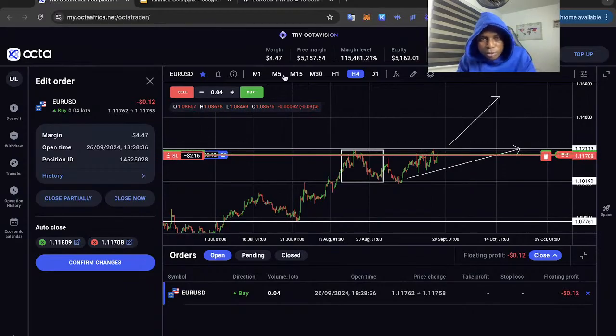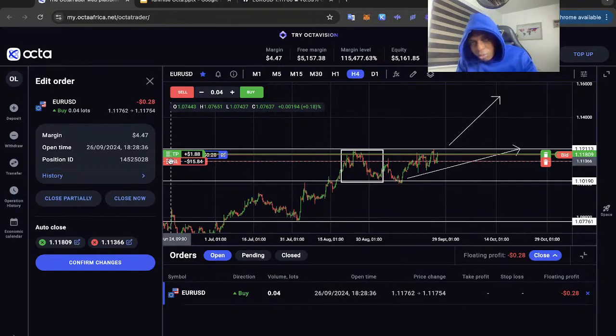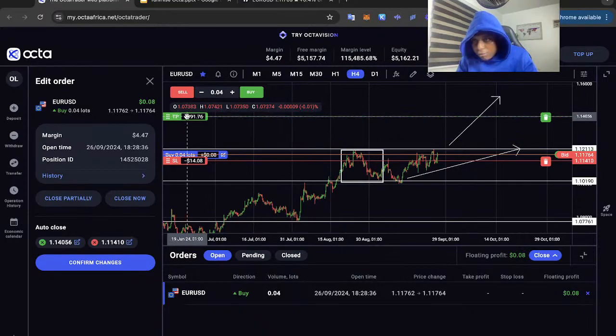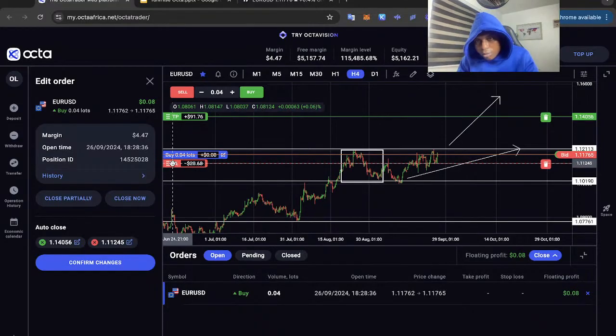So here now we move our stop loss to 1.14. Let me look for that. 1.140. Okay, let's do it here, and then we move our take profit zone to 1.140. Okay, let me see. I think we're good. Our stop loss should be 1.11. Okay, 1.11.